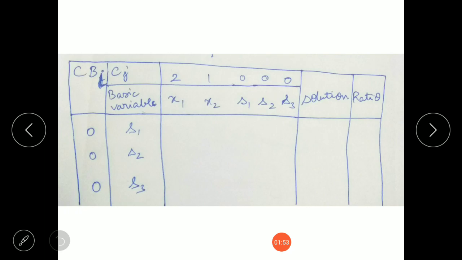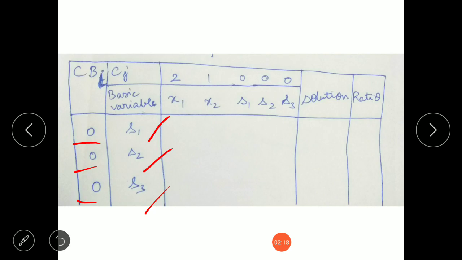The next step, as we proceeded in the previous problem also, will be to fill the basic variable column. We know the basic variables are the newly introduced slack variables. So we will write the newly introduced slack variables in this column, that is S1, S2 and S3, and their coefficients in the objective function. The coefficients of the slack variables in the objective function were 0, 0, 0, so we have written 0, 0, 0 in the CBI column.